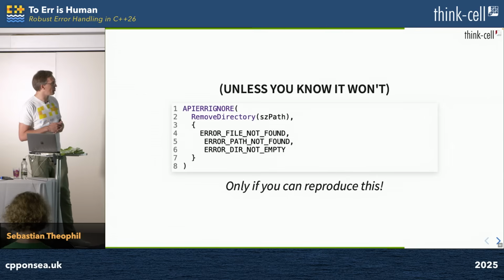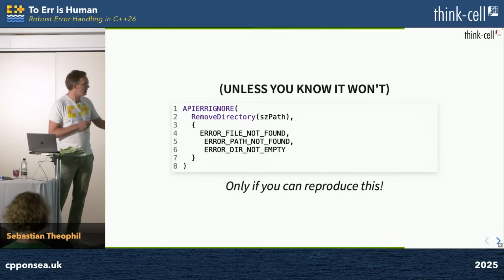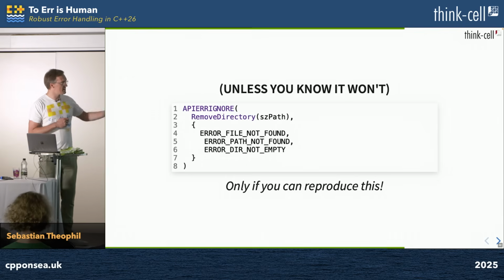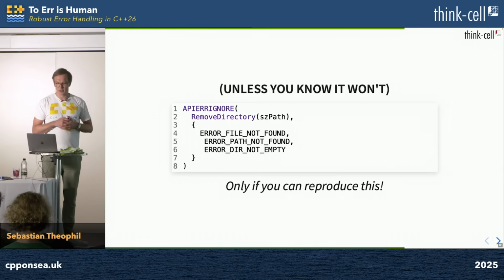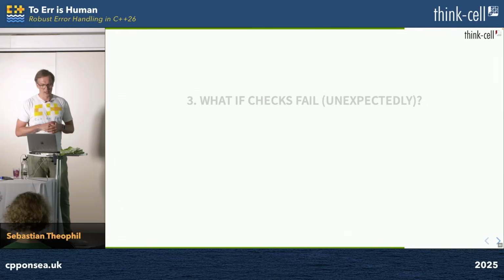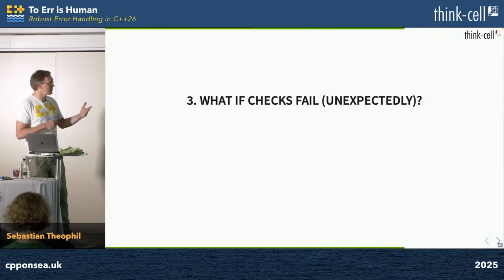Same here, Windows example, removing a directory can have all these kinds of problems because it's racy, this directory might already be gone. This is easy to reproduce, you know this can happen. So we, of course, already handle those cases. So now checks will fail eventually. You will find out where this assumption was wrong.